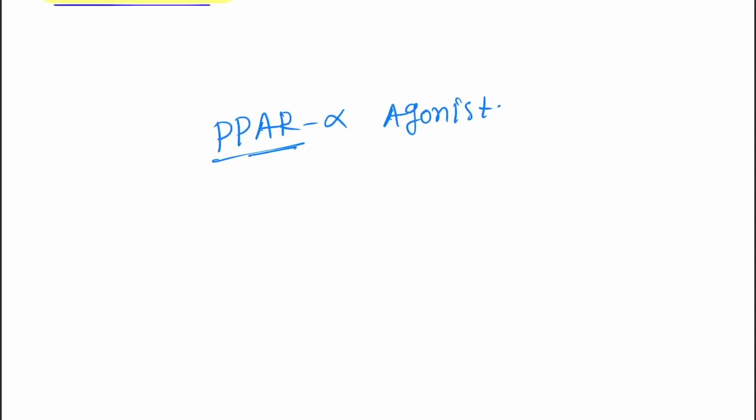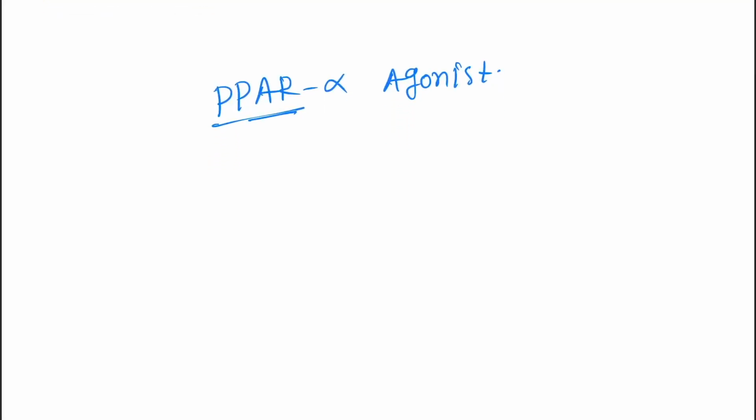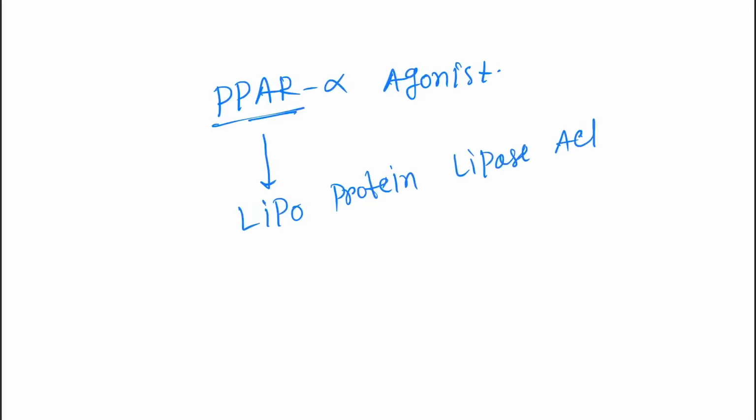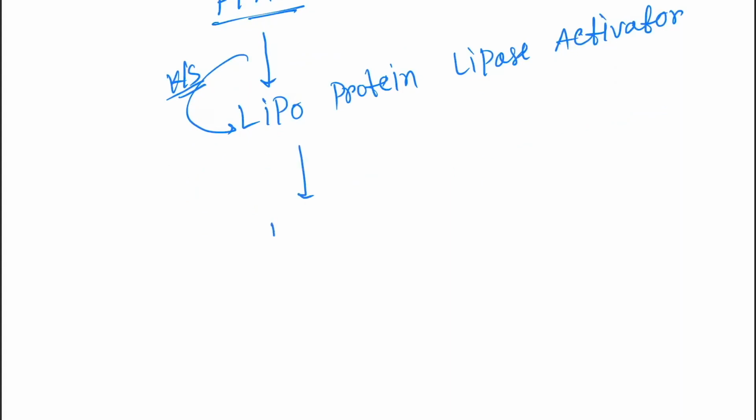Now come to the fibrates. How do they act? First is the mechanism. They are PPAR alpha agonists. What is PPAR? That is peroxisome proliferator activated receptor. They are also known as lipoprotein lipase activators, which cause a decrease in TG, triglycerides.